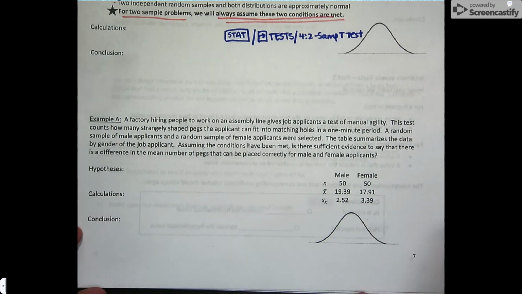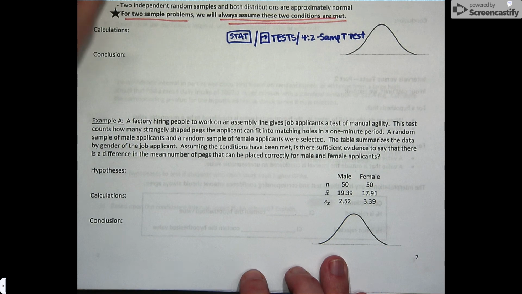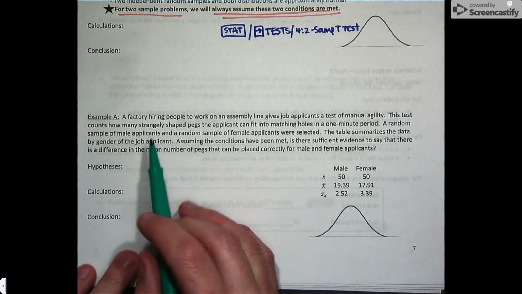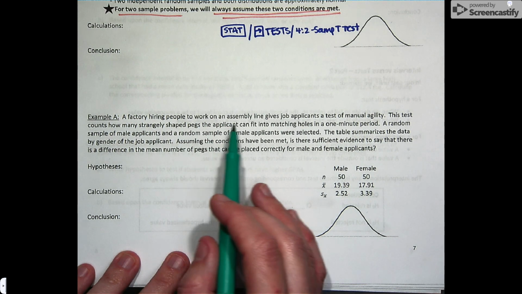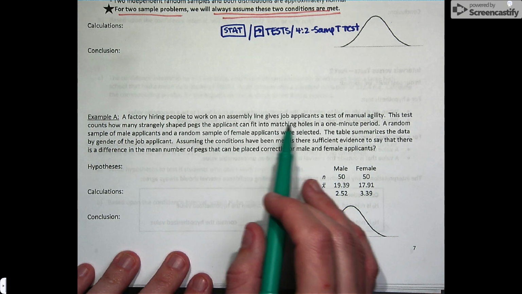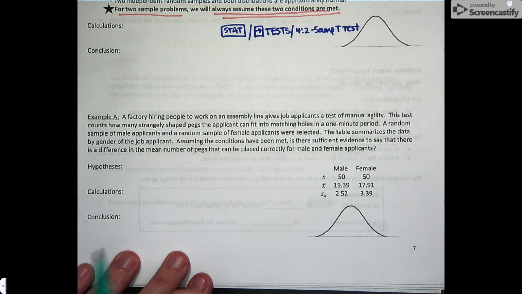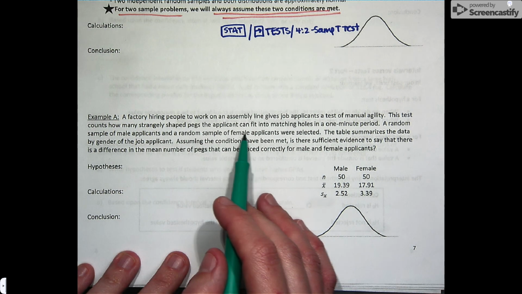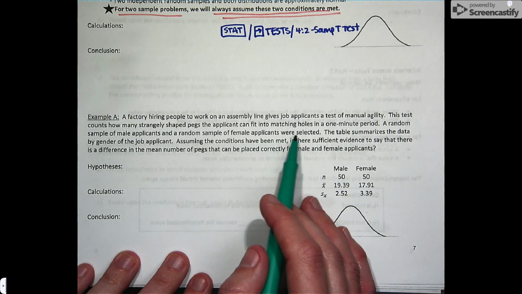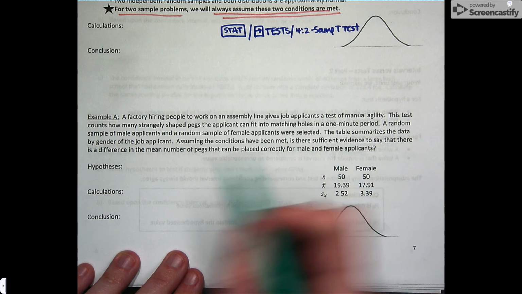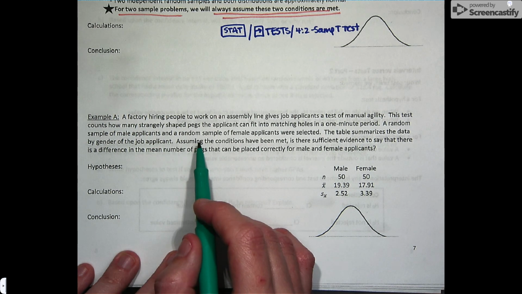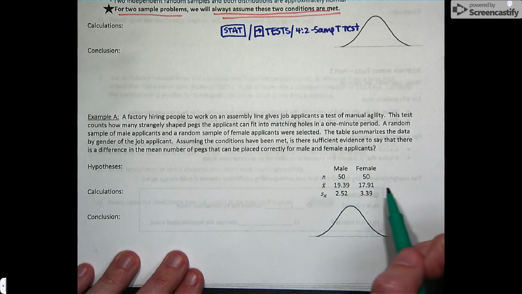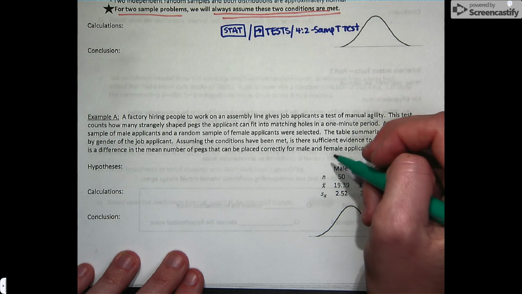So on the bottom of page 7, which is where this lesson's at in your packet, we're going to do the first example, which is a factory hiring people to work on an assembly line, and they give job applicants a test of manual agility. This test counts how many strangely shaped pegs the applicant can fit into matching holes in a 1-minute period. A random sample of male applicants and a random sample of female applicants were selected. The table summarized the data by gender of the job applicant.